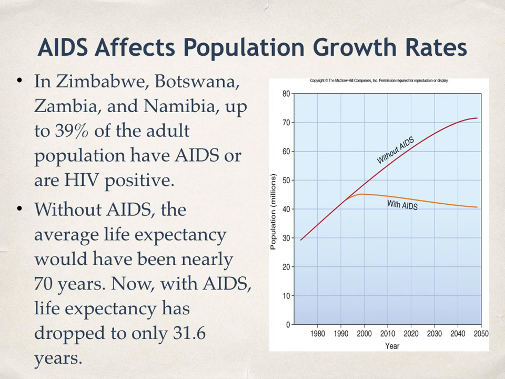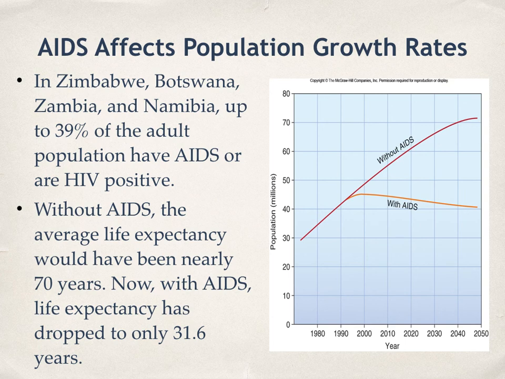This slide demonstrates how a disease like HIV/AIDS can affect population growth rates and life expectancy. The situation is extremely bad in many African countries, where AIDS and other communicable diseases are killing people at a terrible rate. In Zimbabwe, Botswana, Zambia, and Namibia, for example, up to 39% of the adult population have AIDS or are HIV positive. Without AIDS, the average life expectancy would have been nearly 70 years. Now, with AIDS, Botswana's life expectancy has dropped to only 31.6 years.